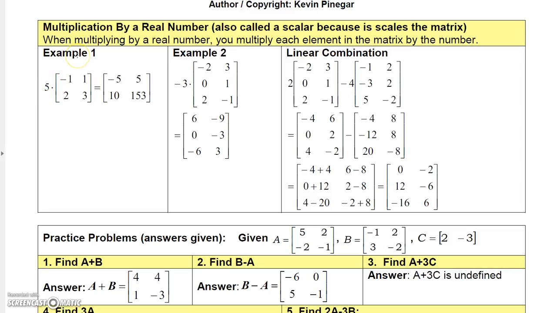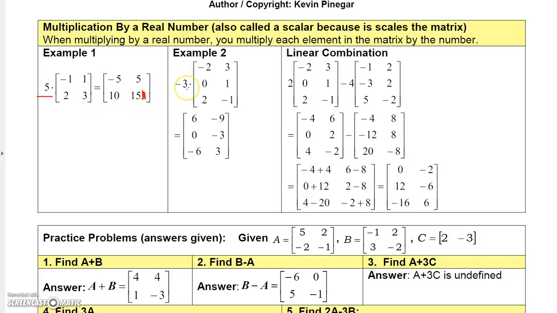Another operation you can do is multiply a matrix by a real number. If I wanted to multiply 5 times this matrix, all you do is just multiply every entry by 5. So 5 times -1 is -5. 5 times 1 is 5. 5 times 2 is 10. 5 times 3 is 15.